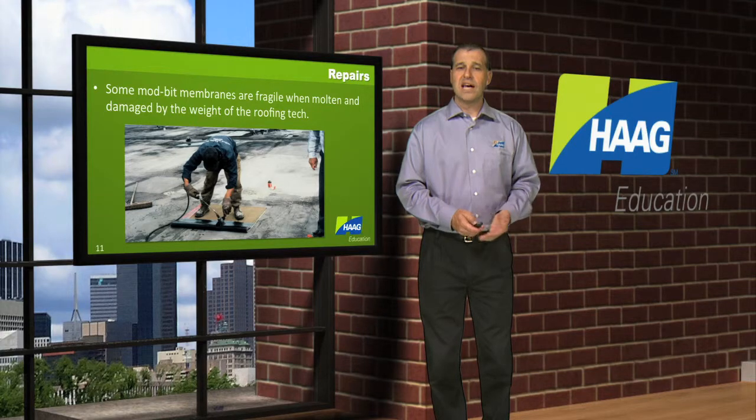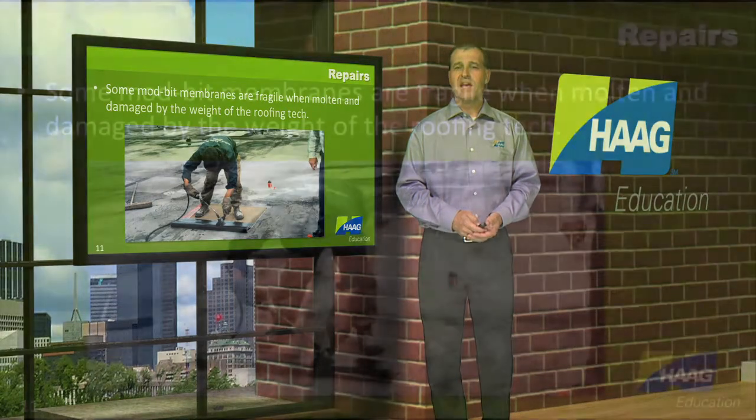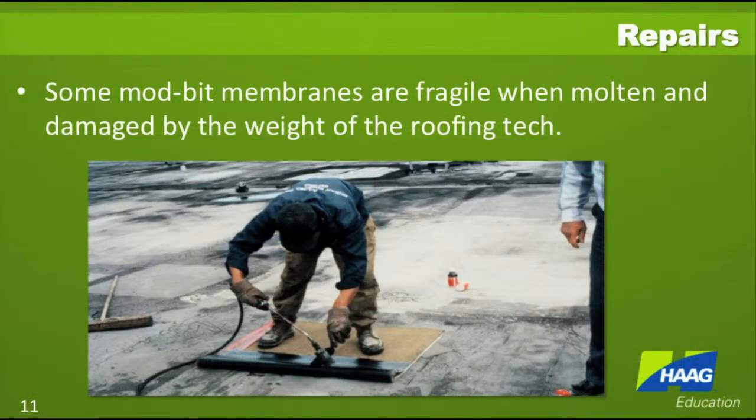When you're using one of these hand applied torches to heat up a modified bitumen membrane, that is going to make that membrane very soft and molten, and you do have to use care. Here, our roofing technician is actually standing on that new membrane, but he's also standing on a wood fiber board to protect the membrane while he is putting that pressure on it to get it to bond to the existing roof.